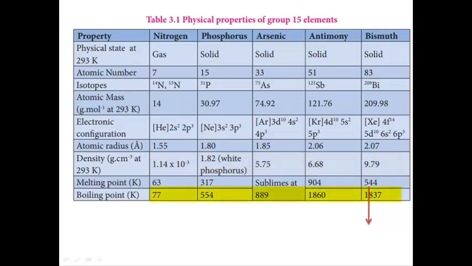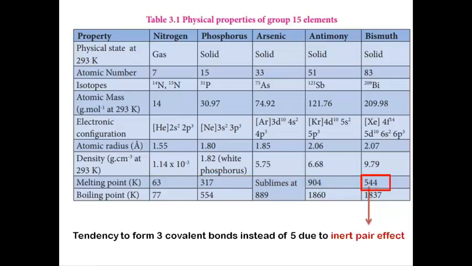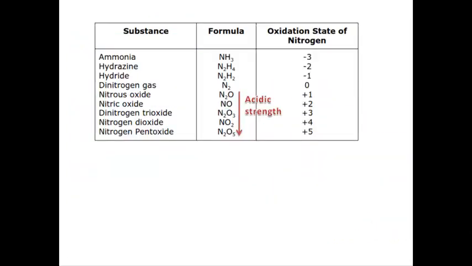Boiling point increases, but when we come back to melting point, it increases up to antimony, but it decreases for bismuth, and that is because of the inert pair effect. So bismuth can form only 3 covalent bonds and not 5 because of the inert pair effect. As a result, the melting point of the element decreases.